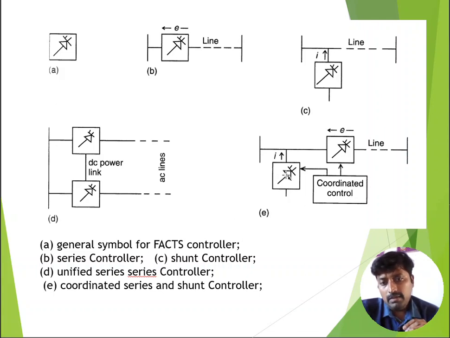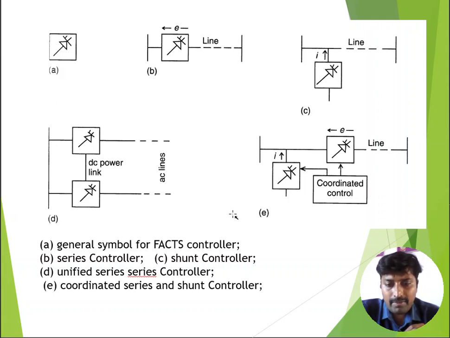Individually, the series and shunt controllers can control the reactive power by injecting current here and influencing the voltage here, and it is capable of exchanging active power through this coordinated control. So we can clearly understand this from the basic types of controllers. Individual series and shunt controllers are capable of controlling mainly reactive power.